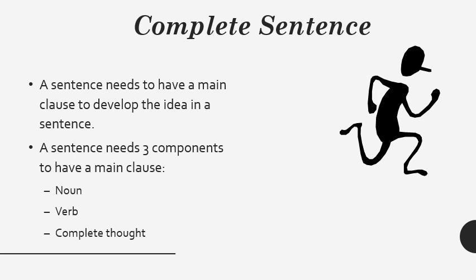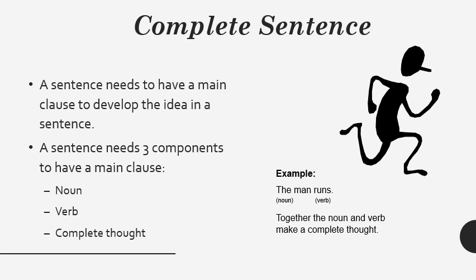Okay? And ask yourself, when I read the boy is running on the street, do I understand the sentence? Yes, I understand it. So does it give me a complete thought? Yes, it gives me a complete thought. So the boy is running on the street has a noun, a verb, and a complete thought. So can I consider it a complete sentence? Yes, for sure, I can consider it a complete sentence.